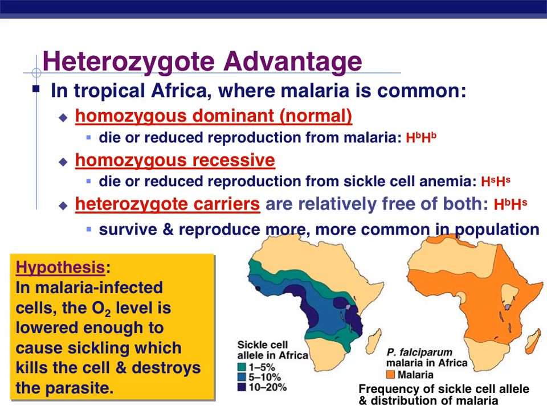Okay, I just want to draw your attention to these two maps of Africa. One shows the areas in Africa where the parasite that causes malaria is prevalent, and then this map over here shows the area in Africa where the sickle cell allele is prominent.